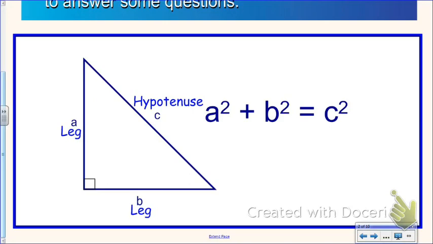And so the a and b really don't matter. It doesn't matter which one you call a and which one you call b. But you have to call the long side, the hypotenuse side, c. Another thing I should have mentioned is that you use Pythagorean theorem for right triangles. You don't use it for triangles that are not right triangles.